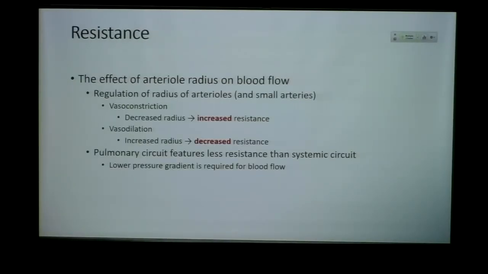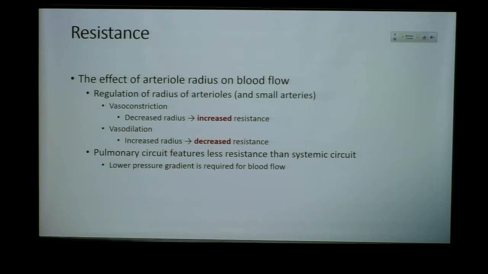So we left off looking at resistance, and we talked about the factors that affect resistance. We're also going to look at the arteries and arterioles. So the arteries and arterioles are the areas in our vasculature that have the ability to regulate their radius very heavily. So we can see two different phenomena in the arteries and arterioles. The first one is vasoconstriction. And this is the ability of an artery or arteriole to decrease its radius and therefore increase its resistance, okay?